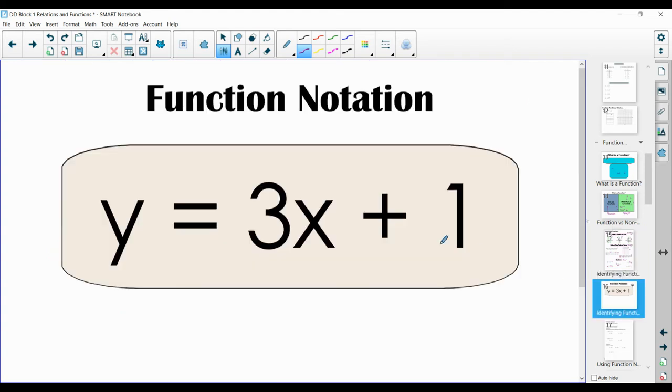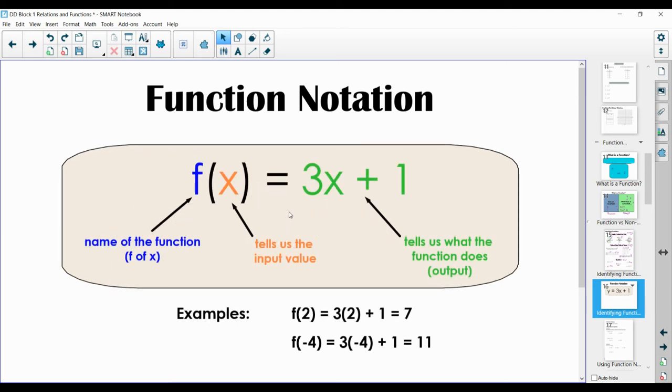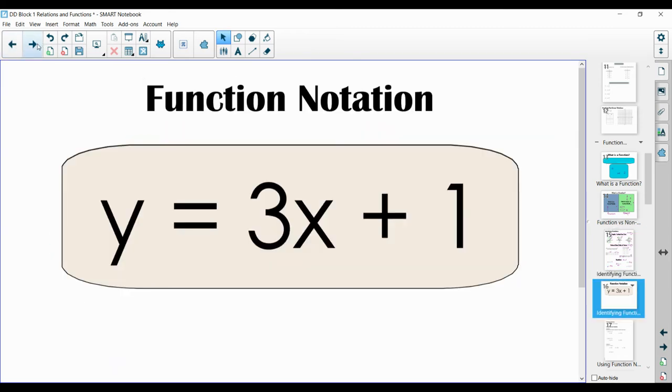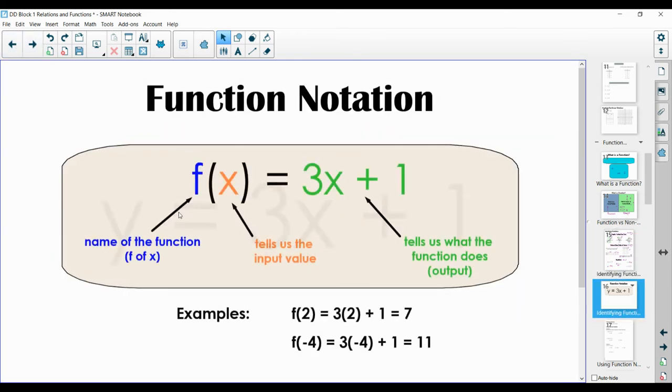All right, so we're going to move on to function notation, which is a different way to represent a function. And so you're familiar with the equation y equals 3x plus 1, but we can also represent that as f of x equals 3x plus 1. So again, our equation is y equals 3x plus 1, and we're going to change that to f of x equals 3x plus 1. And if you notice, the only change that was made, originally I had y equals 3x plus 1. All I did was take that y and replace it with something called f of x.